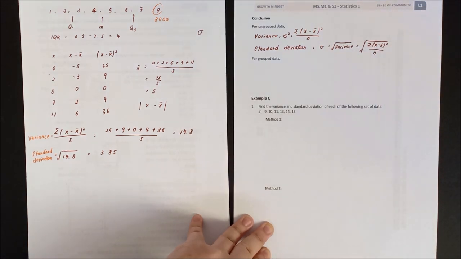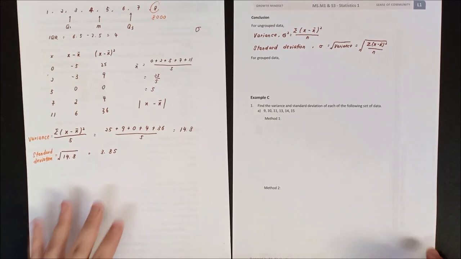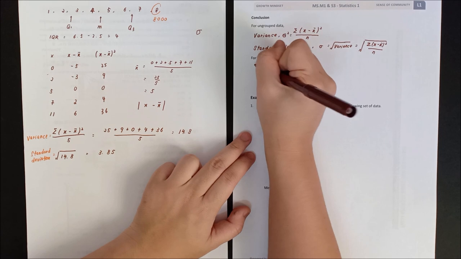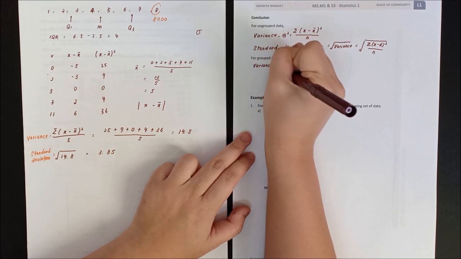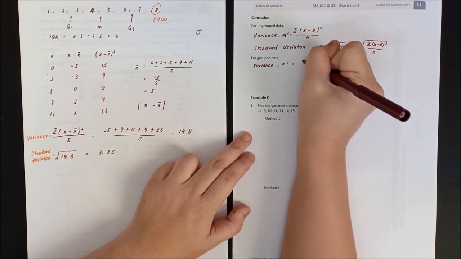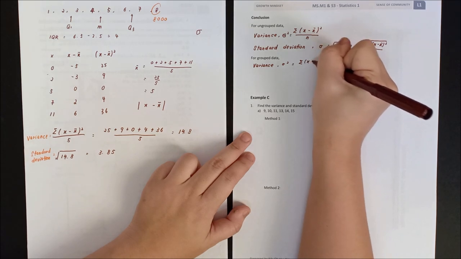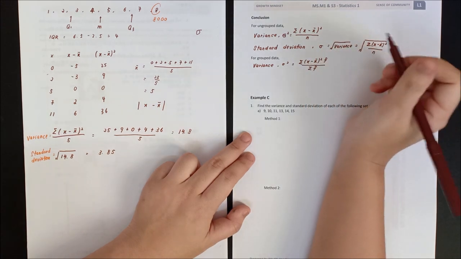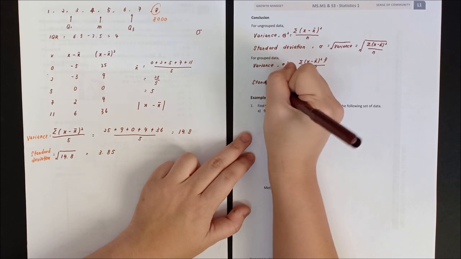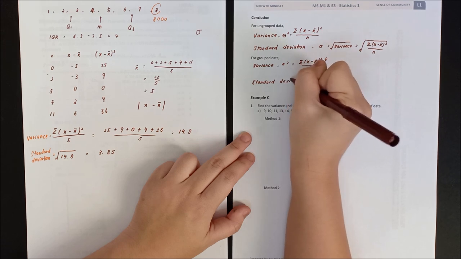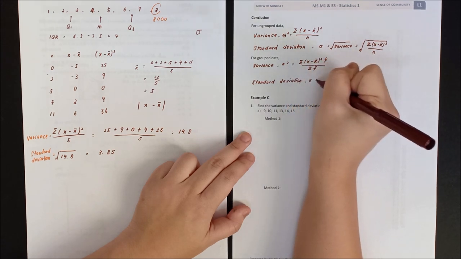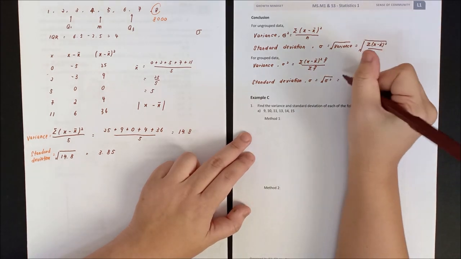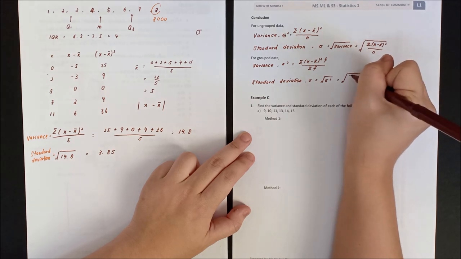Is that okay? For grouped data, it is exactly the same thing, but you need to multiply by the frequency, and your total number of data you need to change to the total frequency. So variance, sigma square, equals the same thing, but after that you multiply by your frequency, divided by the total frequency. Same for standard deviation: it equals the square root of your variance. If you're lazy to write that, just write sigma square, then square root the whole formula.